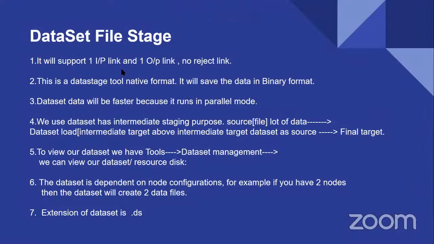Okay. So first of all, what is a DataSet? A DataSet is for intermediate data storage purposes. A DataSet has a single input link and a single output link and no reject link. There is no reject link in a DataSet. In the sequential file stage we have seen the rejected records, but here there is no reject link at all.